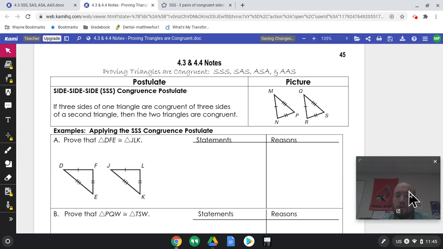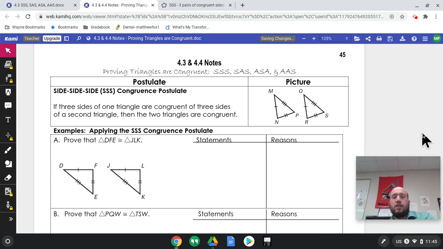All right, welcome back. Today we are going to start examining how we can prove that triangles are congruent. Earlier this week we talked about how, once we know that we have a congruence statement, we can make comparisons between the triangles, but we want to know how we can prove it. There are 5 different ways we can do that.